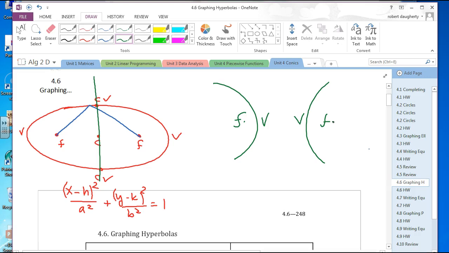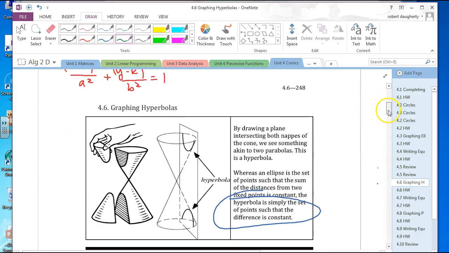But what do you notice immediately? It's still going to have a center. What do you notice about the other points? Here I have a center, a focus, and a vertex. Here I have a what? Center, vertex, and focus. So the order is a little bit different. Let's get into what the formula looks like.